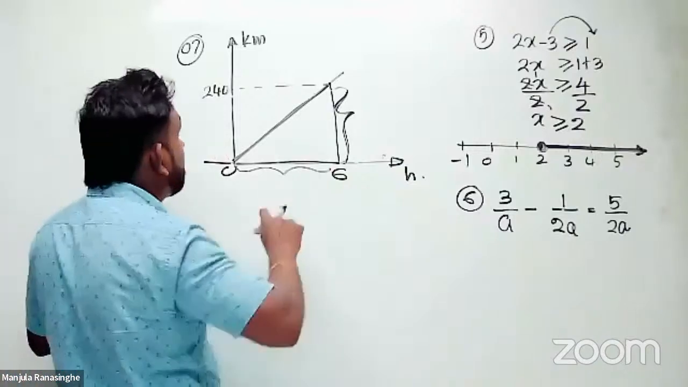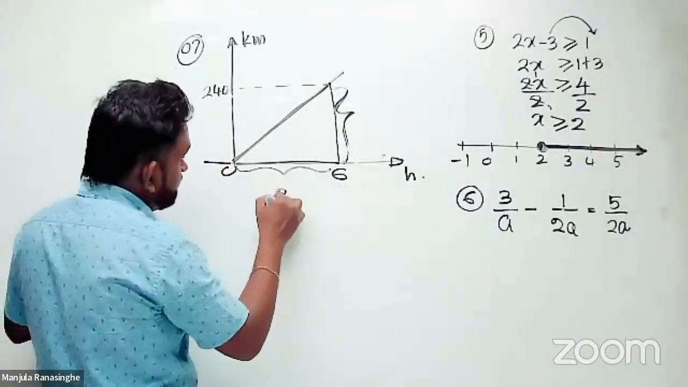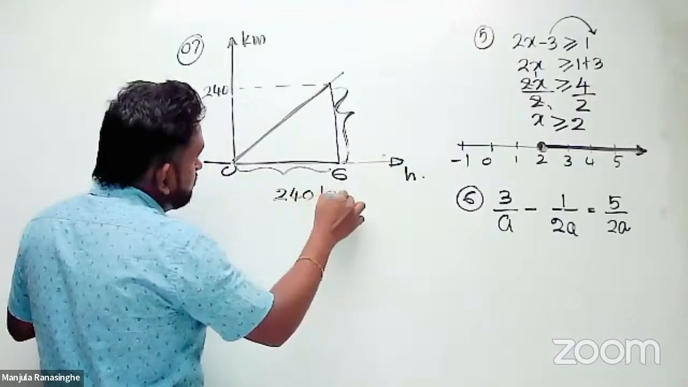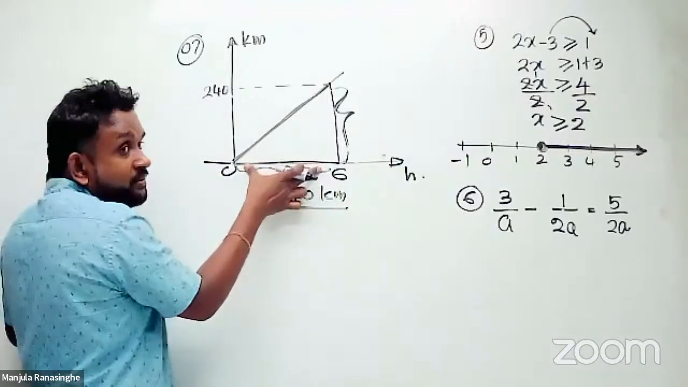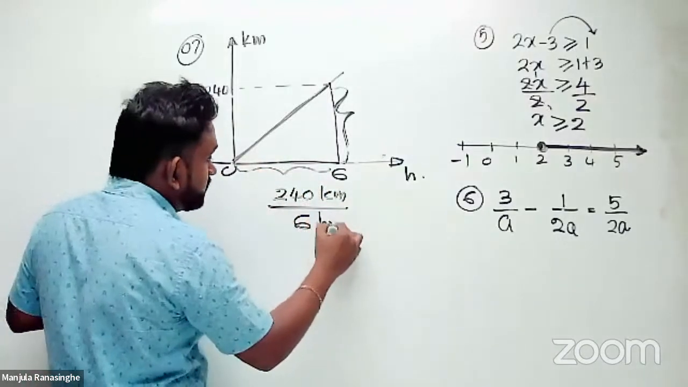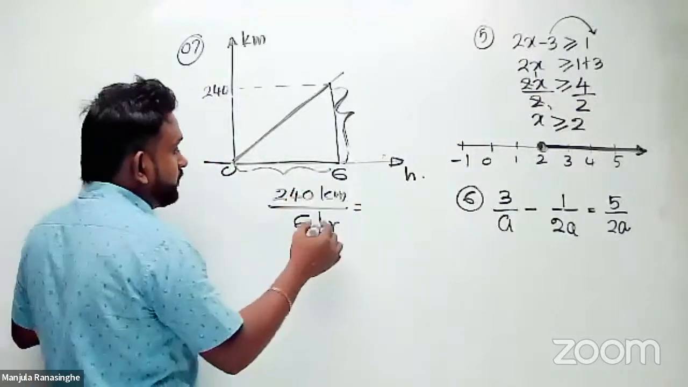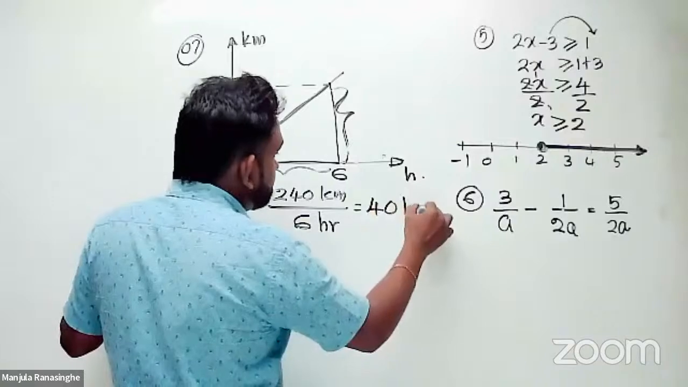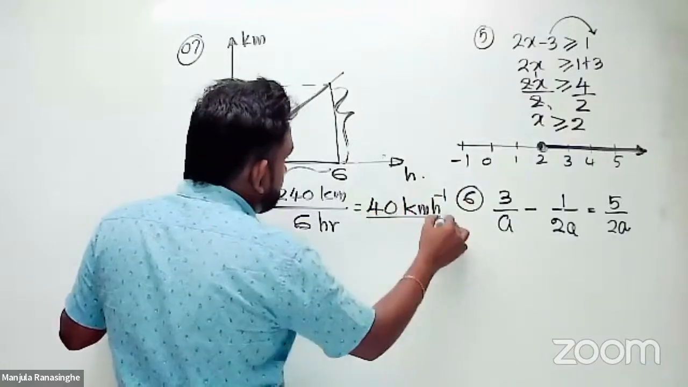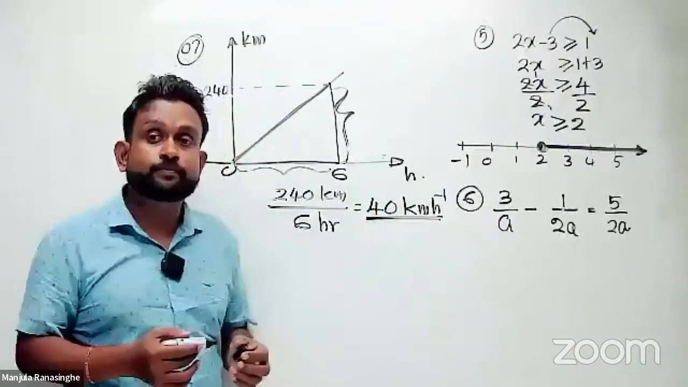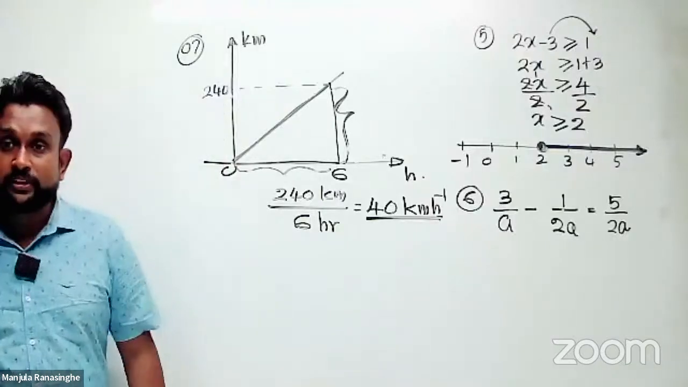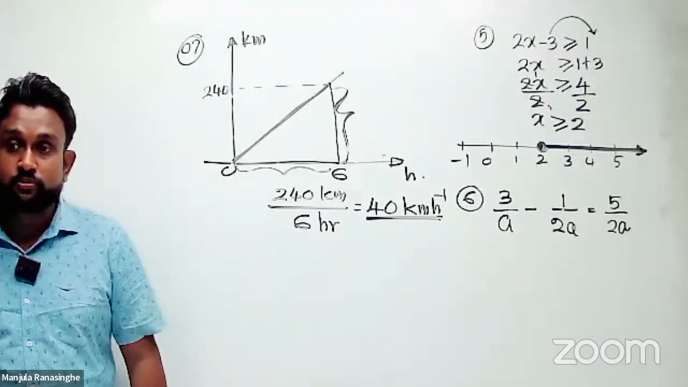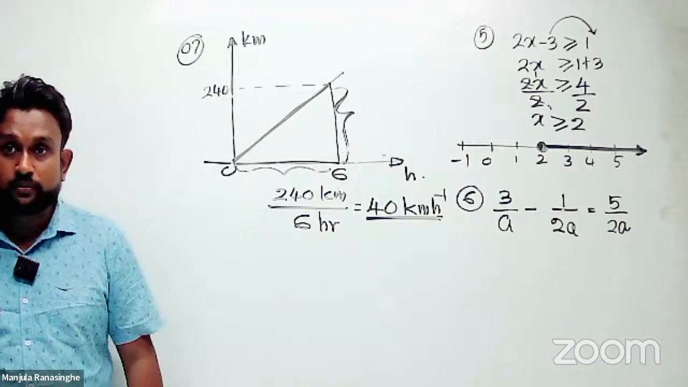So what is the vertical height here? 240 kilometers. Just divide that 240 kilometers by the time here, 6 hours. 240 divided by 6 means 40. 40 kilometers per hour, 40 km h^-1. Okay, so that is the answer, 40 km h^-1. Right, correct.